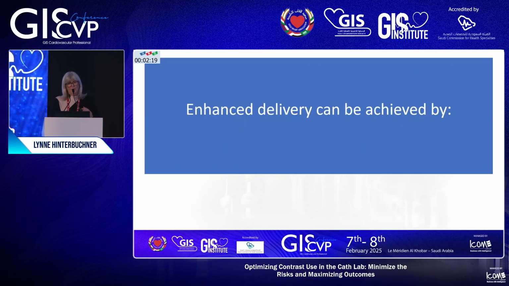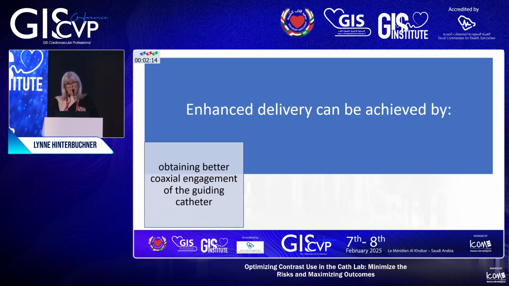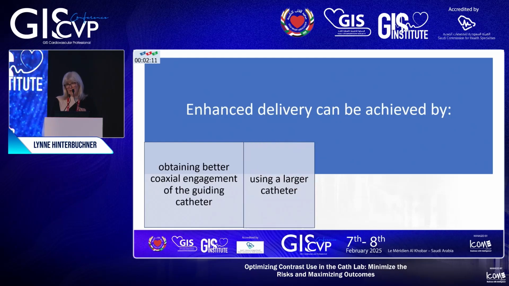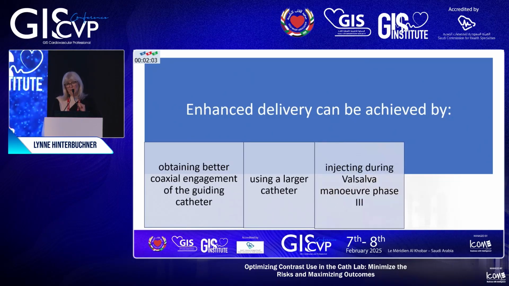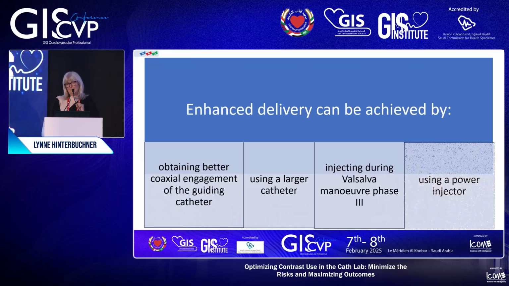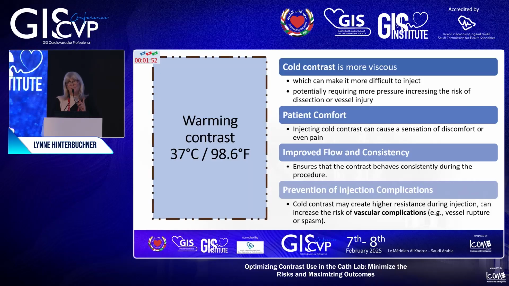How can we help within our angiography skills? Make sure you get better engagement, using a large enough catheter for the dye so that when you are taking your pictures and your projections you don't have to do it twice. Then you can also save contrast. And also, you don't really think about this, but injecting during the Valsalva maneuver and using a power injector, which I'll talk about in a moment. And don't forget warming the contrast. It's less viscous, provides better patient comfort, and the flow of the contrast within the catheter is better. So make sure you warm.